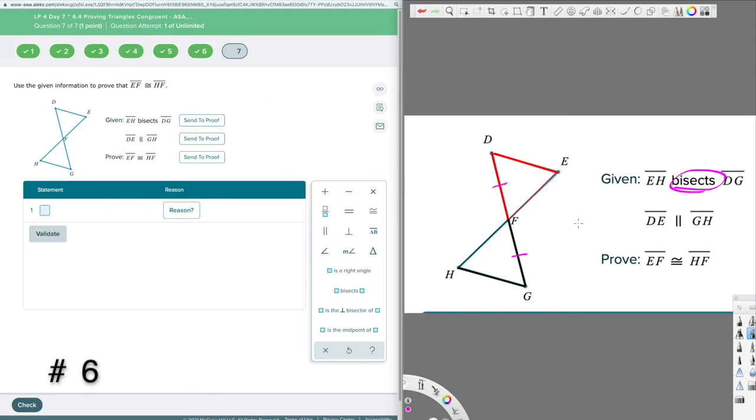The second part I'm given is that DE is parallel to GH. So again, I'm going to have to use that. What does that mean? So I can go through, and we did this one just like we did on number 4 or 5, just a couple problems ago, when we were using alternate interior angles. So I'll do that in yellow.